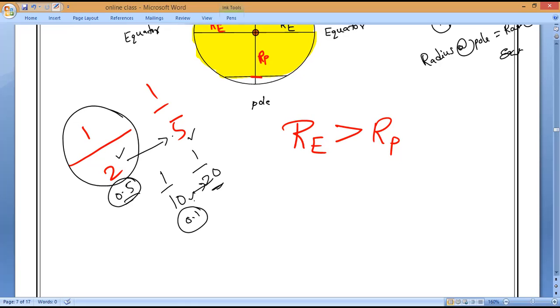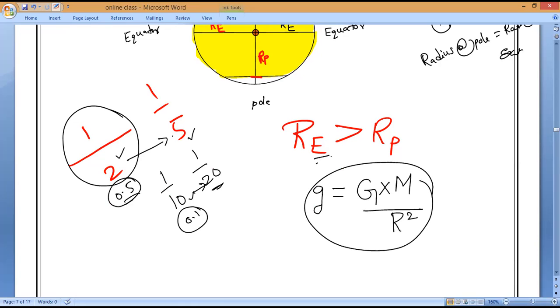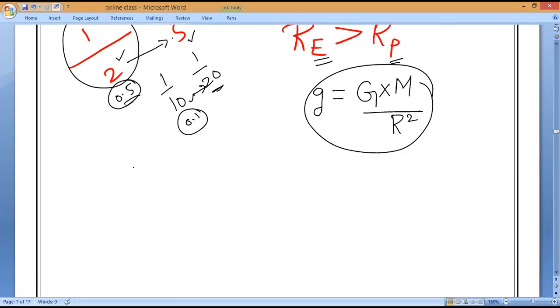Value is decreasing. Now, we all know that the acceleration due to gravity, g, is equal to a formula. What is the formula? g is equal to capital G into capital M divided by R square. Now, I will modify this formula. One is at the equator, one is at the poles. Now you tell me, at the poles, can anybody tell me the g value?